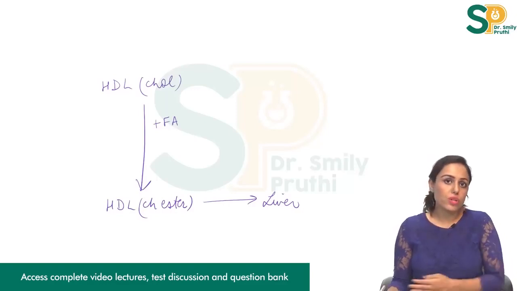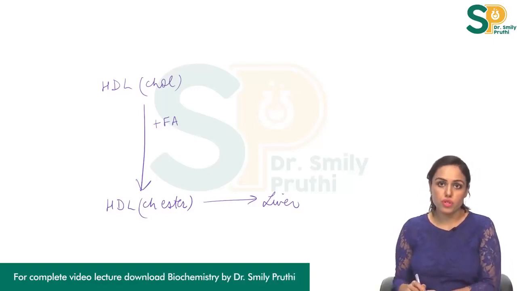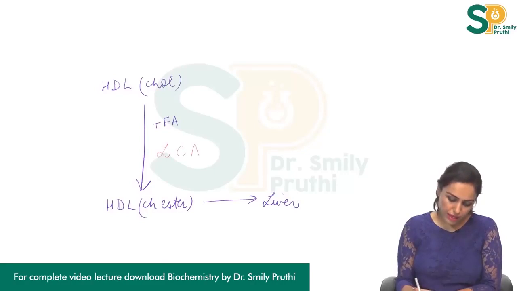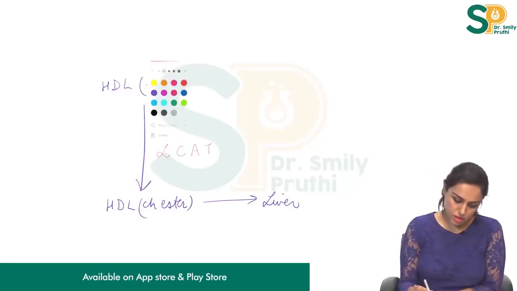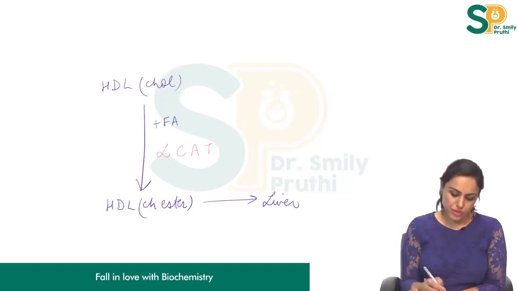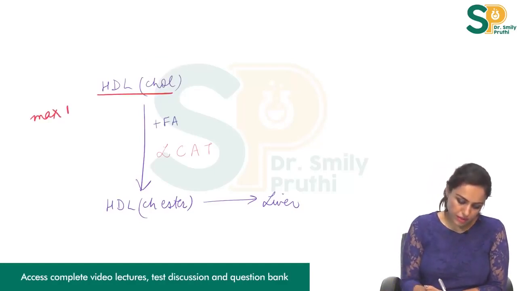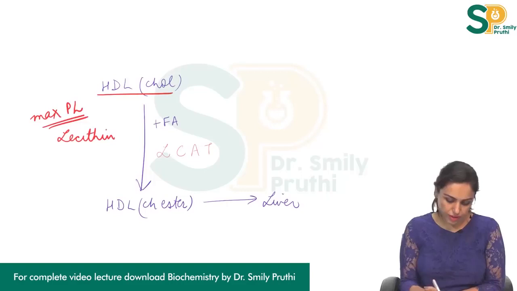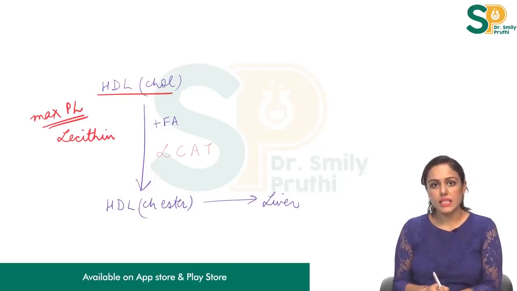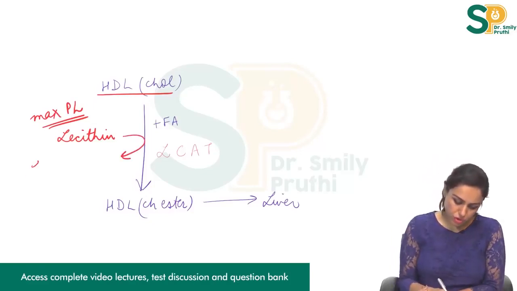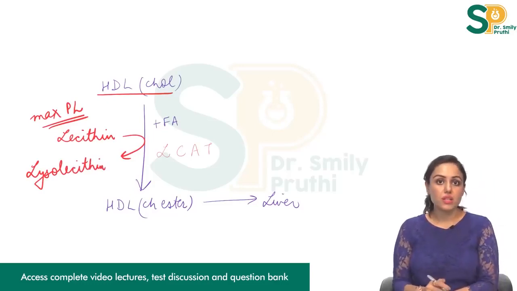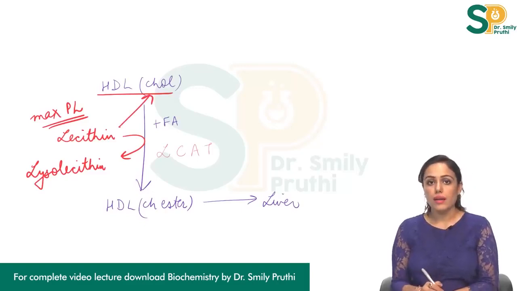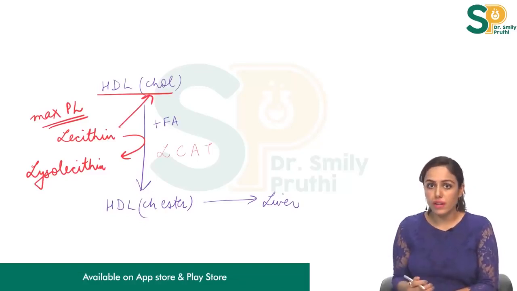Now this reaction, how cholesterol is converted to cholesterol ester, is very important and the name of the enzyme here is LCAT, right? So what happens here? HDL has maximum phospholipids, mainly in the form of lecithin. If you remember the structure of lecithin, lecithin has two fatty acids. So we can take one fatty acid from lecithin and the structure left is known as lysolecithin, and this fatty acid from lecithin is transferred to cholesterol, and therefore in this reaction transfer of fatty acid is occurring.